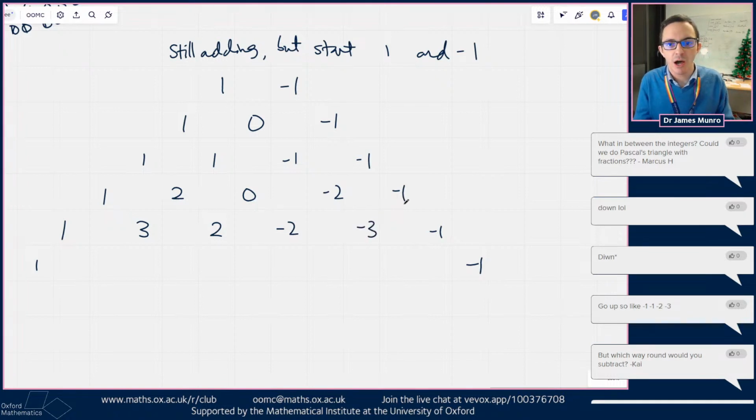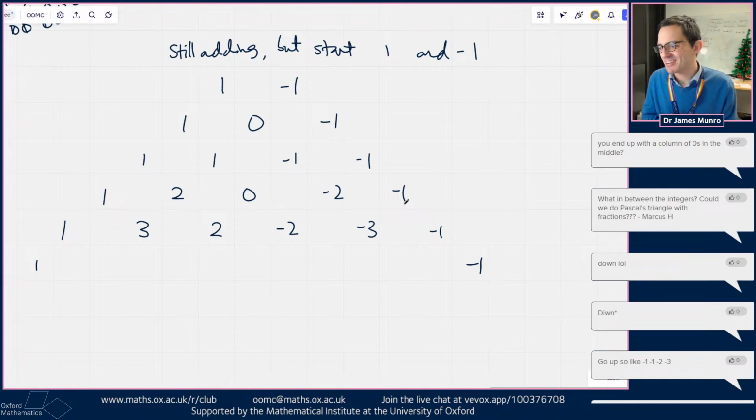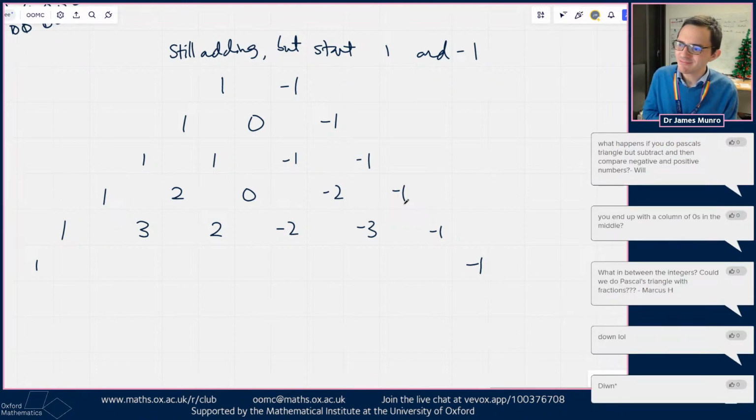Hard question. What's going on here? What are these? What's going on? Is that a hard question? Yeah, I think I stand by that. I think this is a hard question. What are these? Pascal's triangle, subtract and then compare the negative and positive numbers.